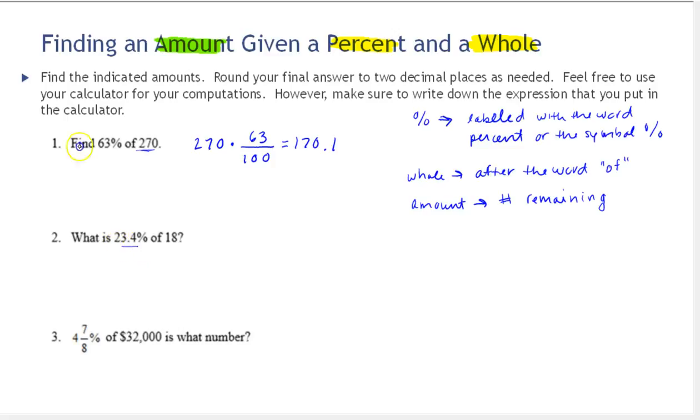What is 23.4% of 18? Okay, so 18 is our whole. We want to break it into 100 equal parts. Each one would be 1%, and we want to take 23.4 copies. So let's put this in the calculator.